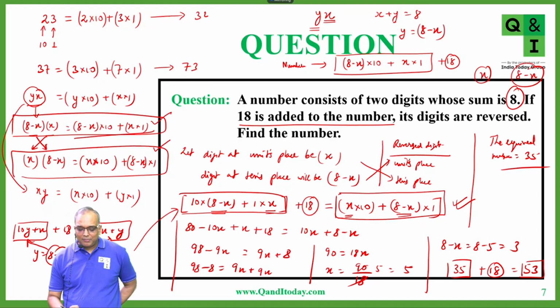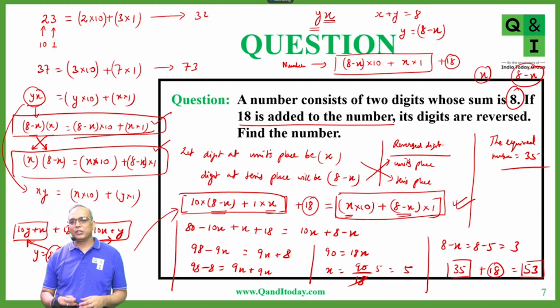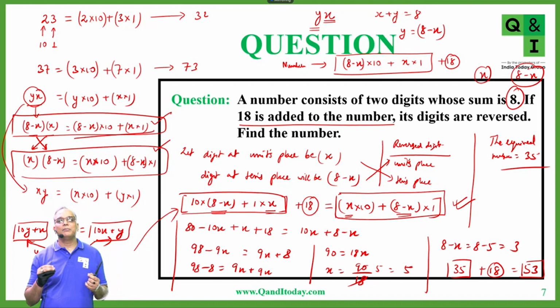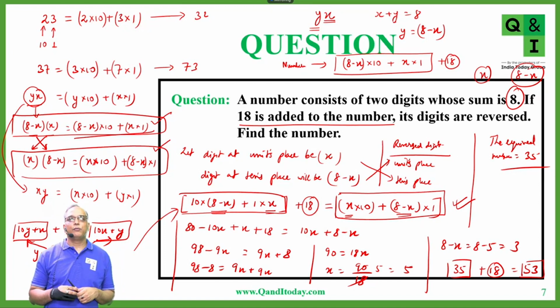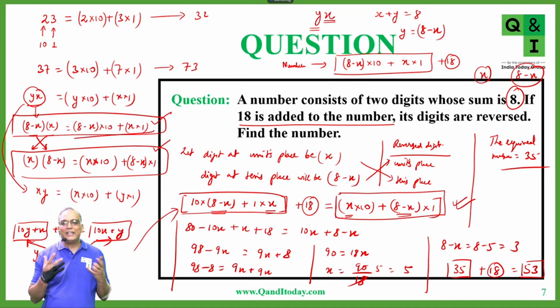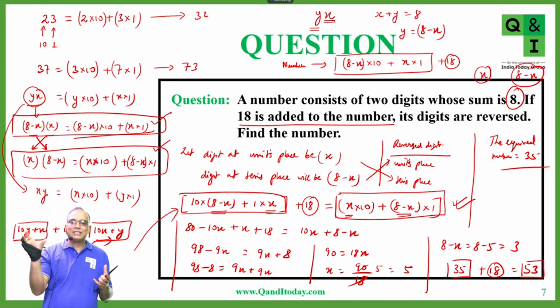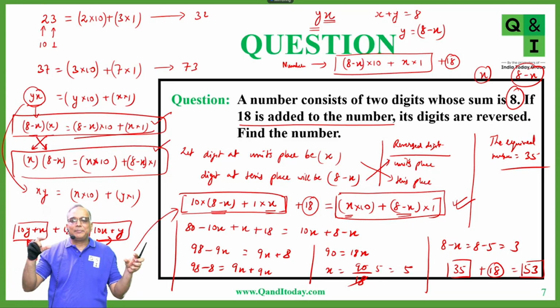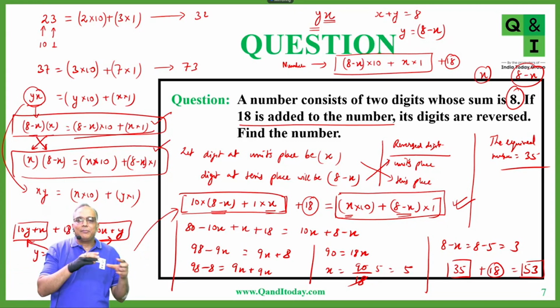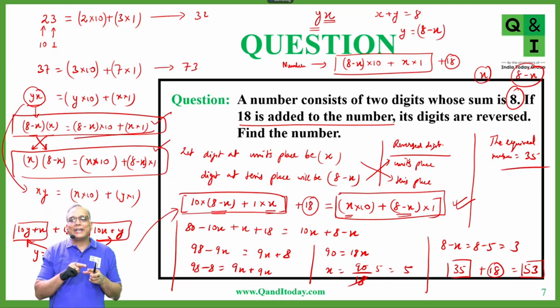No, I'm not multiplying units and tens place. I'm multiplying it by the place value. For example, if I have a number, for example, 41, 41 means 40 plus 1. So 4 into 10 and 1 into 1. So we write it in expanded form. When you write a number in expanded form, then you get that number.